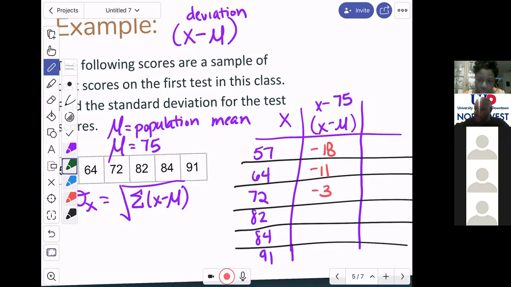And then the next ones are all positive because they're all bigger than 75. So 82 minus 75 was 7. 84 minus 75 was 9. And 91 minus 75 was 16.